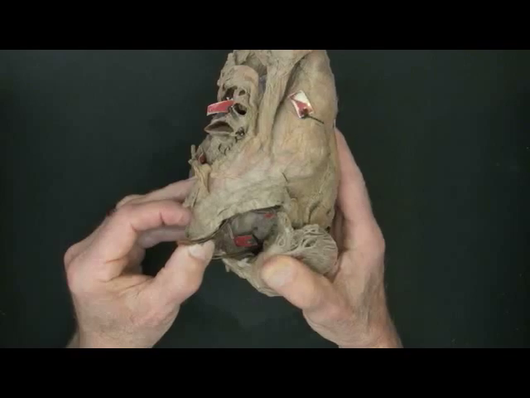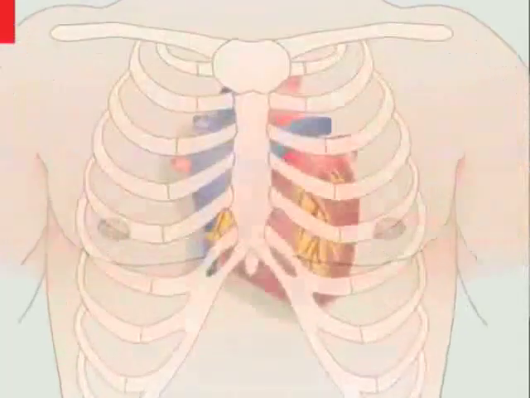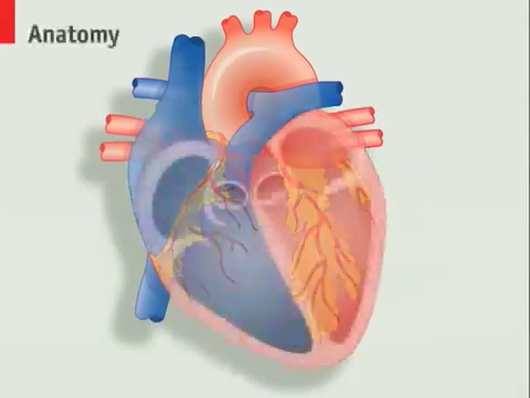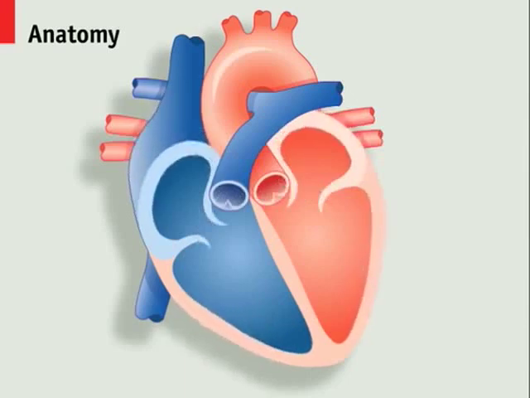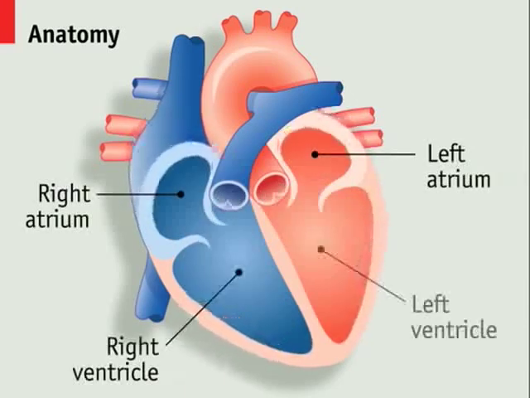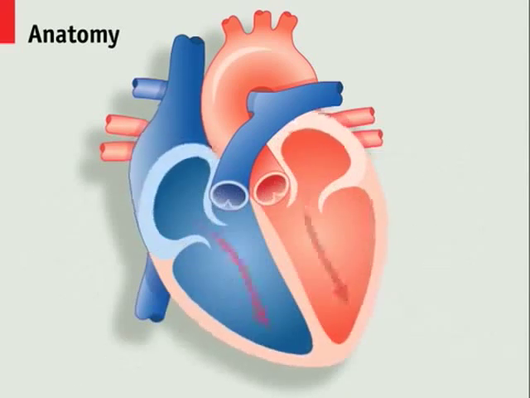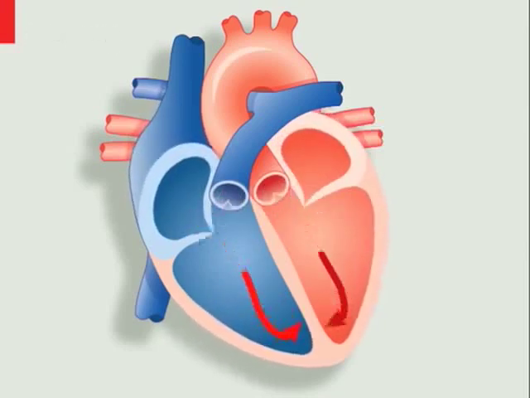Let's take a moment to discuss the mechanical and electrical activity of the heart. The heart, as you know, has four chambers, the atria and the ventricles. When the atria contract, blood is forced through the AV valves into the ventricles and then out the semilunar valves into the outgoing arteries.